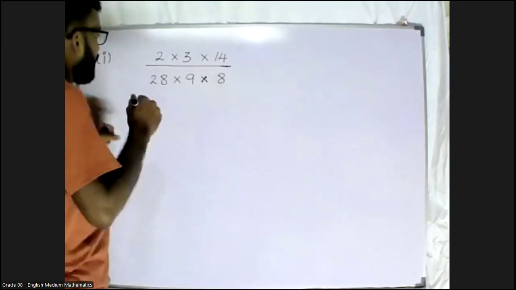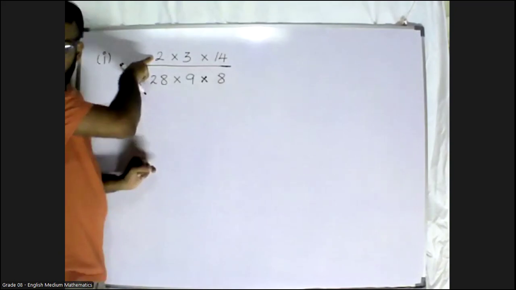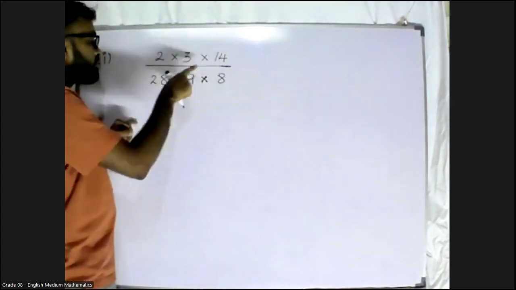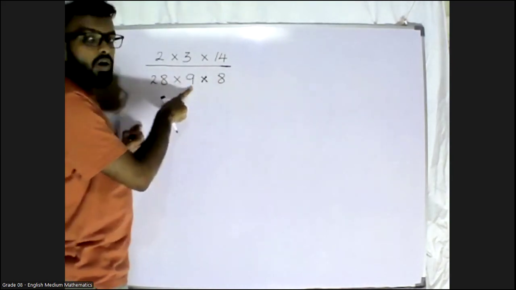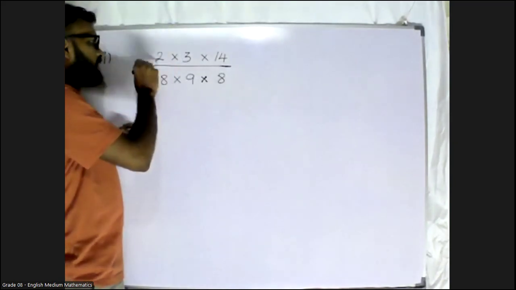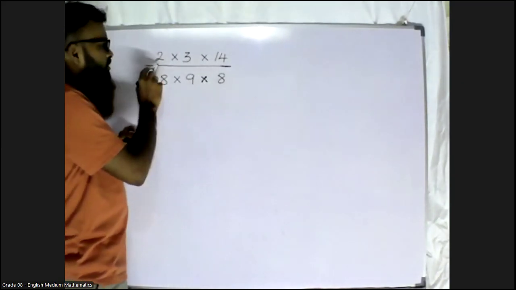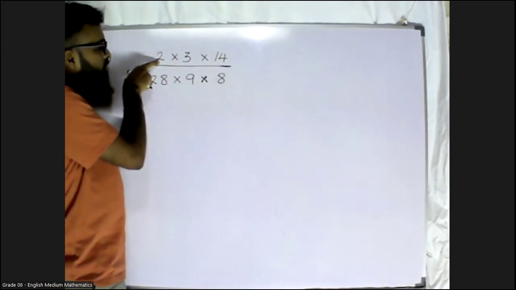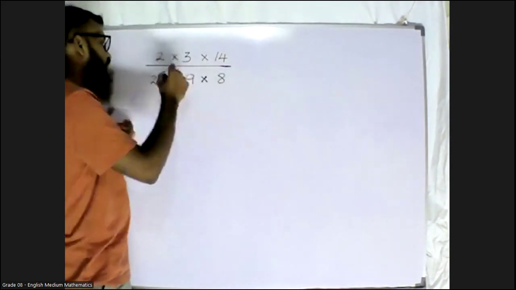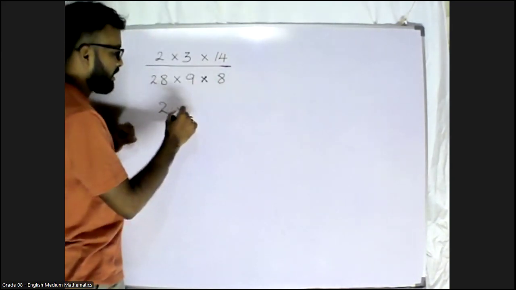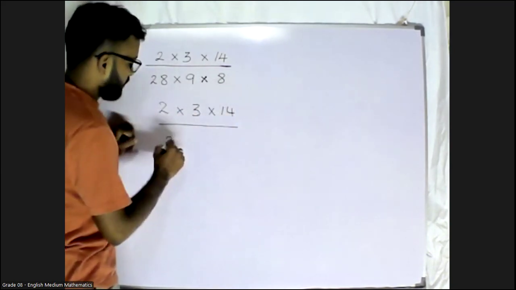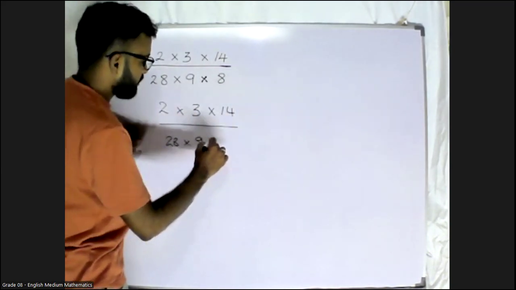So here you have two, here you have two, and here you have three, here you have 14, and here you have 28, and here you have 9 and 8, right? Here you have two, and I am going to solve this two with the number 8, right? So I will rewrite this, then you can understand. Clearly see now. Here 28 times 9 times 8.